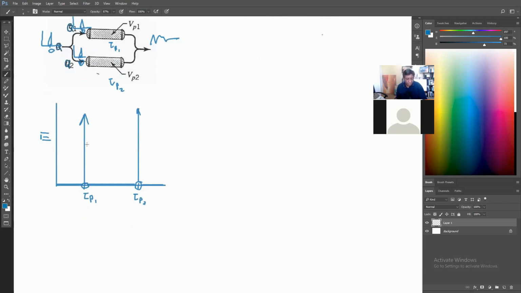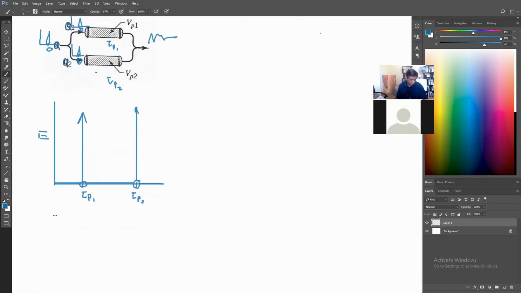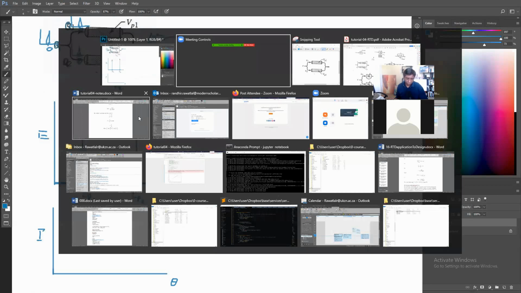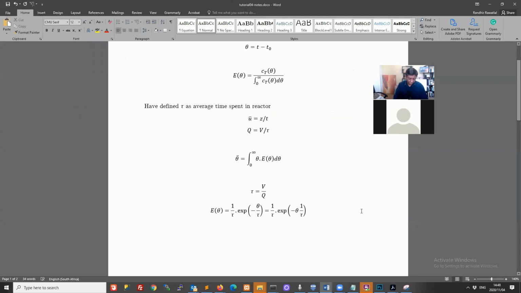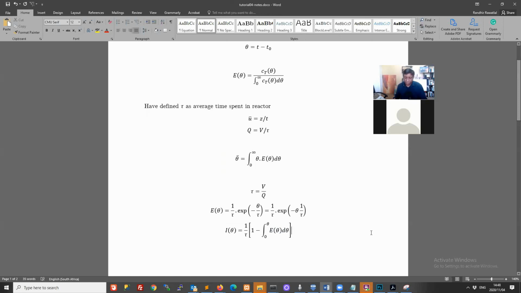And now let's also think about the internal RTD. So let's also draw I of theta. And of course, we should remind ourselves of the formula for I of theta. So we have I of theta equals 1 over tau times 1 minus the integral from 0 to theta of E of theta prime d theta prime. And so that's how you calculate the internal age distribution.